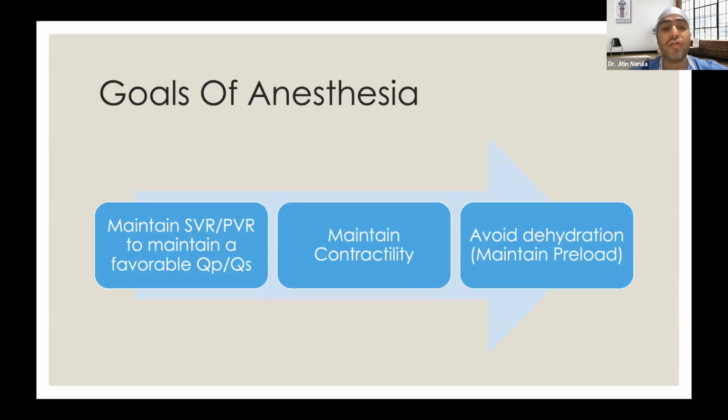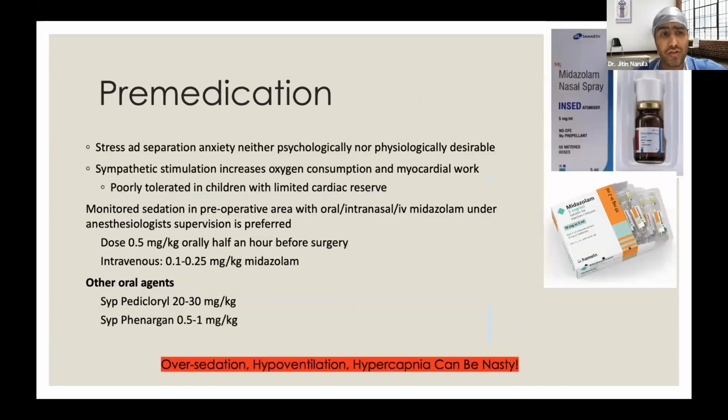Goals of anesthesia would be to maintain the systemic vascular resistance to pulmonary vascular resistance ratio, to maintain a favorable pulmonary to systemic blood flow. We would try to maintain contractility, avoid dehydration, and maintain preload. Pre-medication is essential because stress and anxiety is neither physiologically nor psychologically desirable. Sympathetic stimulation will cause increased oxygen consumption and myocardial work, and it's poorly tolerated.